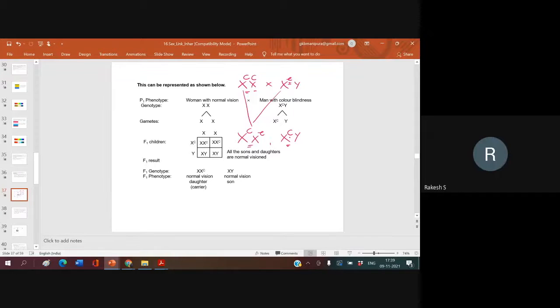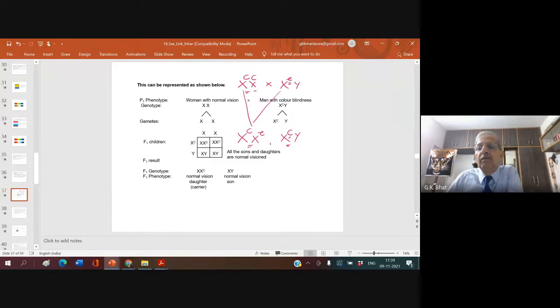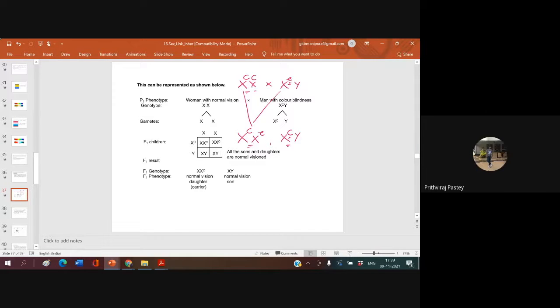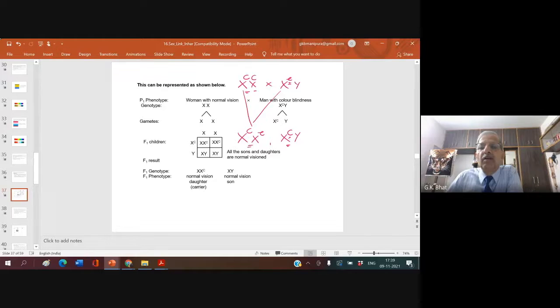But there is only one X chromosome in the male, so he will be affected. But what type of allele is this? This is recessive. Recessive allele or dominant allele? Dominant, sir.